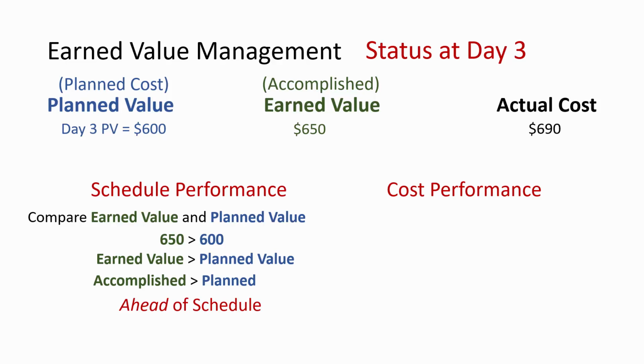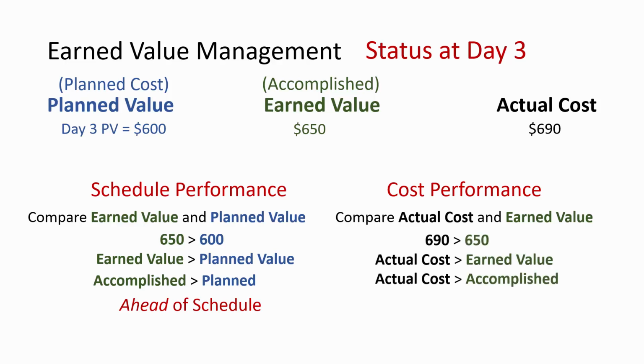For cost performance, compare the actual cost to the earned value. After 3 days, the actual cost is larger than the earned value. In other words, they spent more than what they had accomplished. So far, they are overrunning the cost baseline.